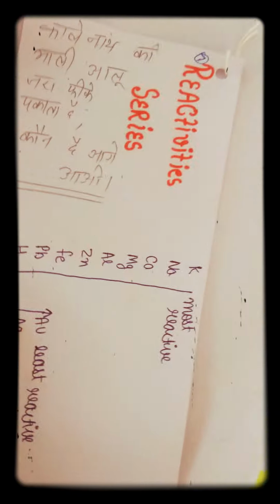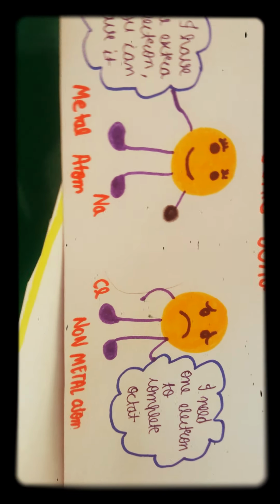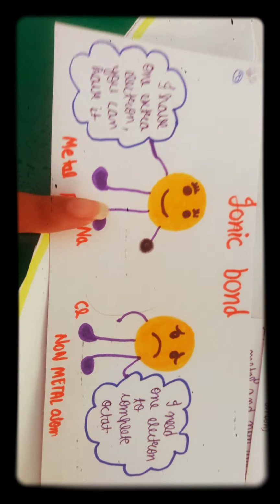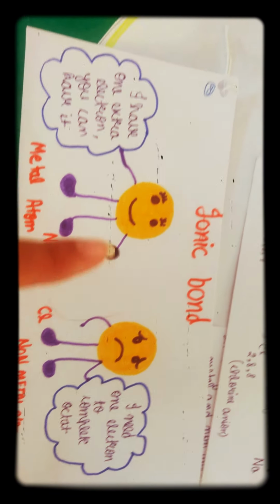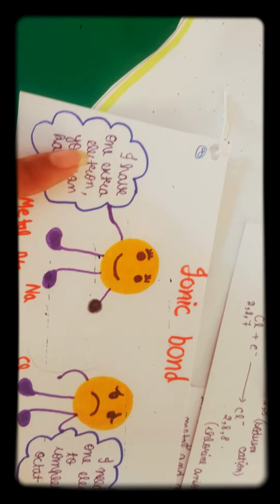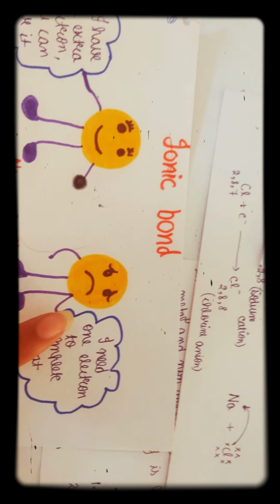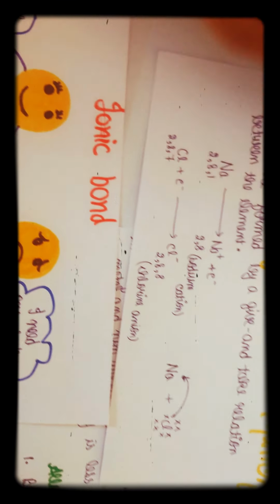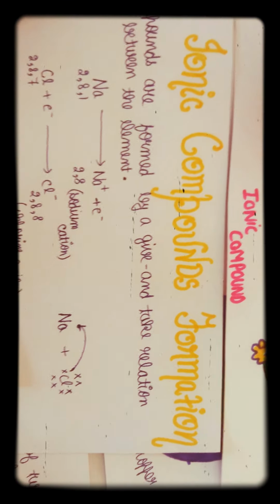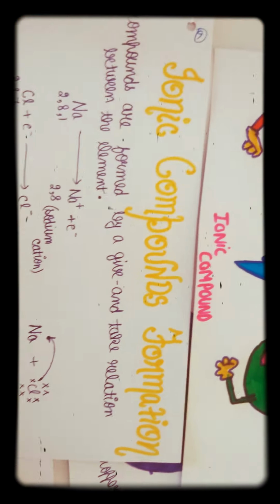Next flashcard. So it's an ionic bond. We can say these are the metal atom and this is a non-metal atom. Happy face because of the extra electron and sad face because it needs one electron. Next is ionic compound formation. How it is forming, everything is written on this.